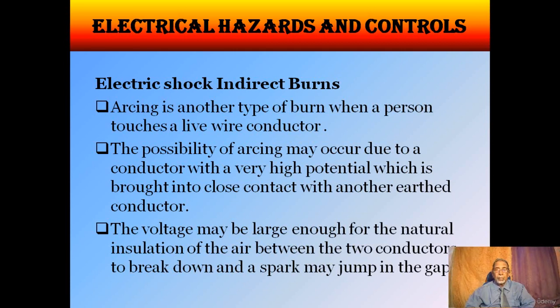The possibility of arcing may occur due to a conductor with a very high potential which is brought into close contact with another earthed conductor. The voltage may be large enough for the natural insulation of the air between the two conductors to break down, and a spark may jump in the gap. This will happen, the indirect burns, that is arcing.